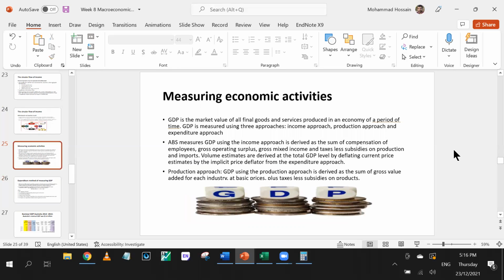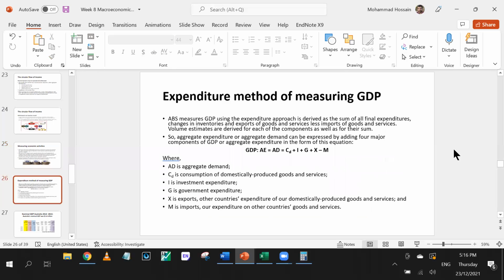Okay. What is the income of its citizens and the companies? They can do it that way, or they can see how much is the expenditure of the citizens and the business. They can do it that way too, or they can go by production, how much they have produced, that way too. So how do they do these things? They do it this way.